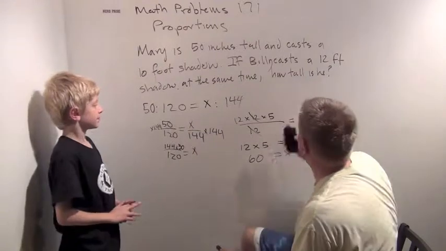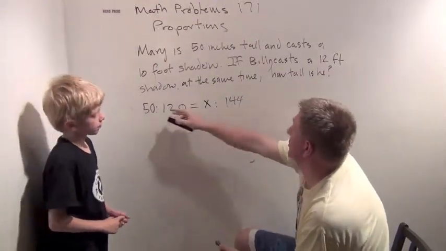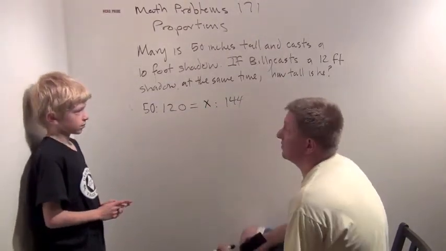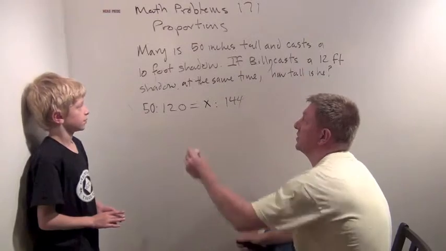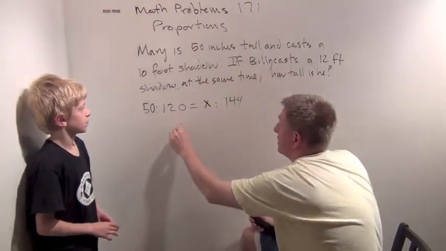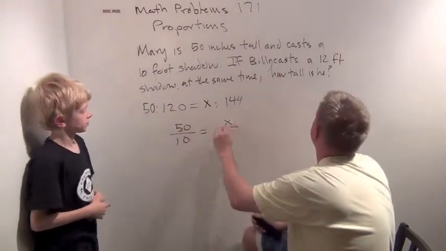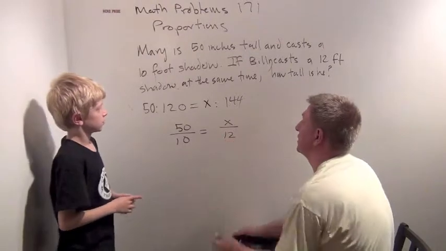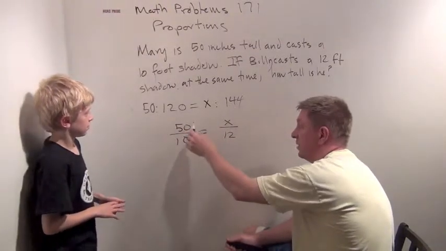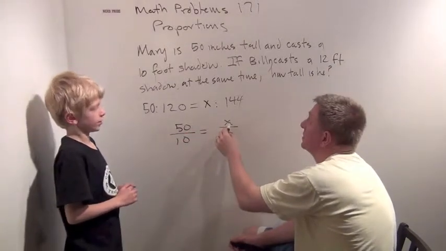Let's recap. You did a very good job setting up your proportion equations, and then we solved it. But I want to show you that you didn't even need to convert. 50 over 10 equals x over 12. That is, 50 inches over 10 feet equals x inches over 12 feet.